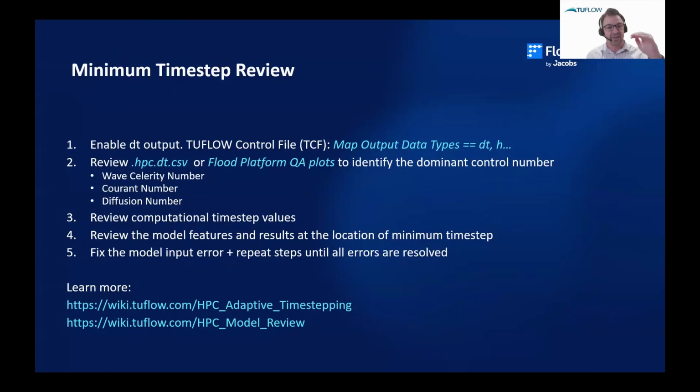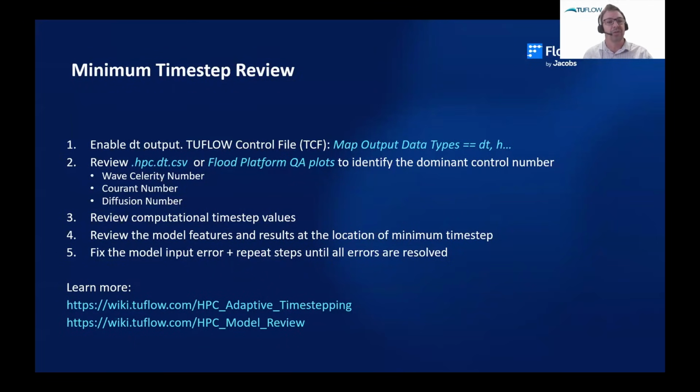Now, I've listed out the general steps in terms of what you need to go through to review your time step here. Step 1, enable the time step output. Step 2 would be to review your control number outputs, and they can either be viewed in a CSV file, which I've highlighted in blue there, or alternatively the Flood Platform QA plots. I would then review the computational time steps.